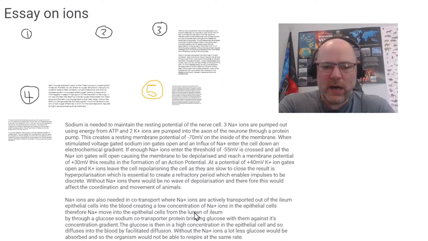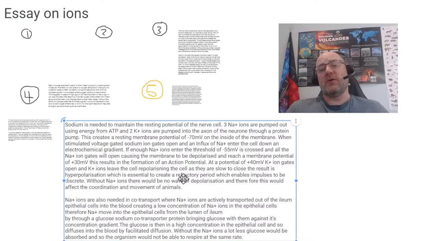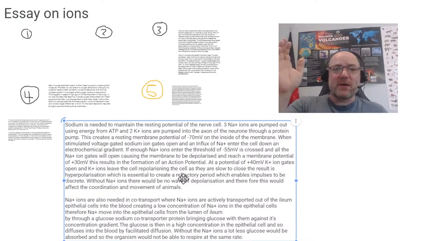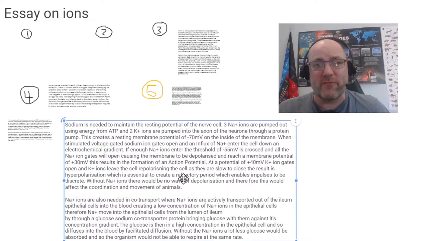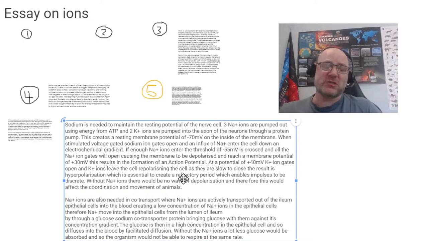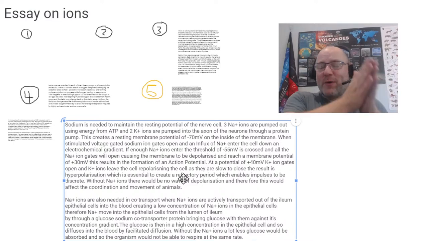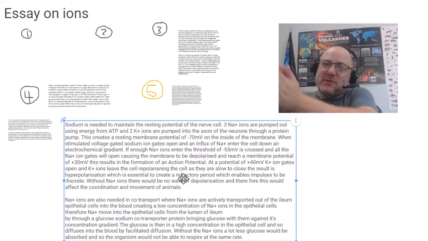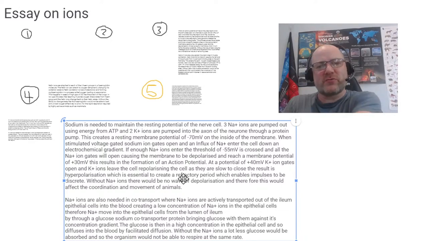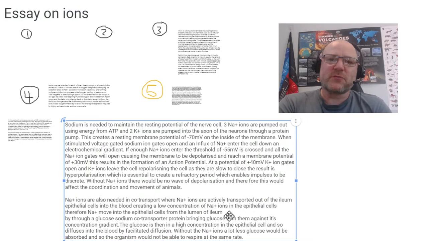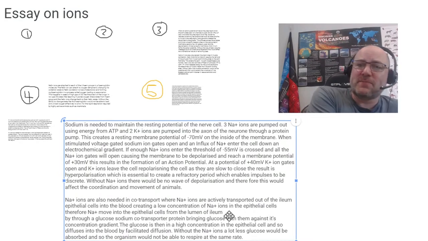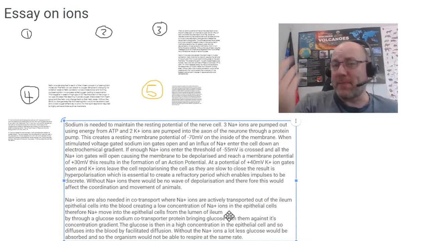Of course, we also have the sodium gates closing and the membrane repolarizing, and we have hyperpolarization, which creates a refractory period. And without that, we wouldn't have discrete signals. So the signals wouldn't be discrete and they'd be harder to interpret for our body. And sodium ions, of course, if you don't want to talk about the nervous system bit, you could do it, but you might be limited for time.